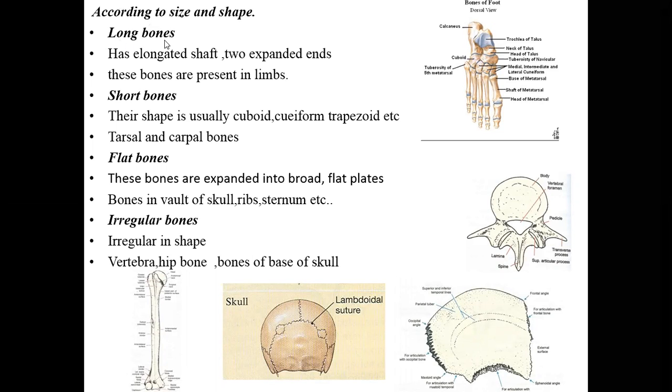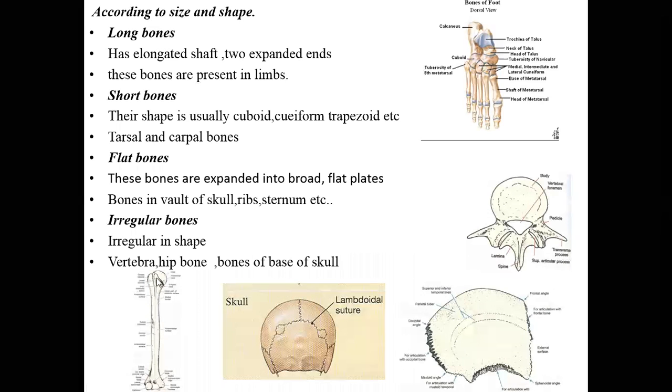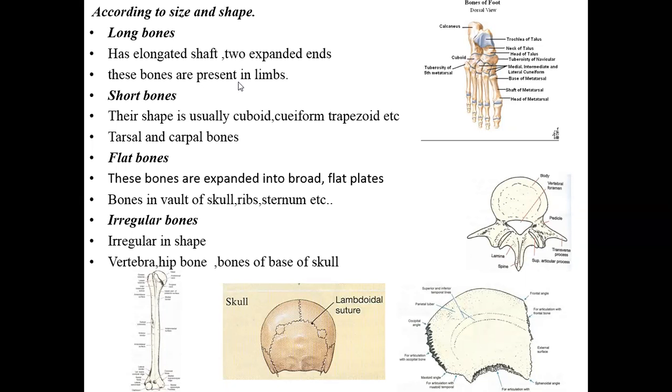So the first bone is the long bone. So what is a long bone? This is an example of a long bone here. It has got a shaft and 2 expanded ends, and these bones are usually seen in the limbs. So the bones of the limbs, the majority of them are long bones.